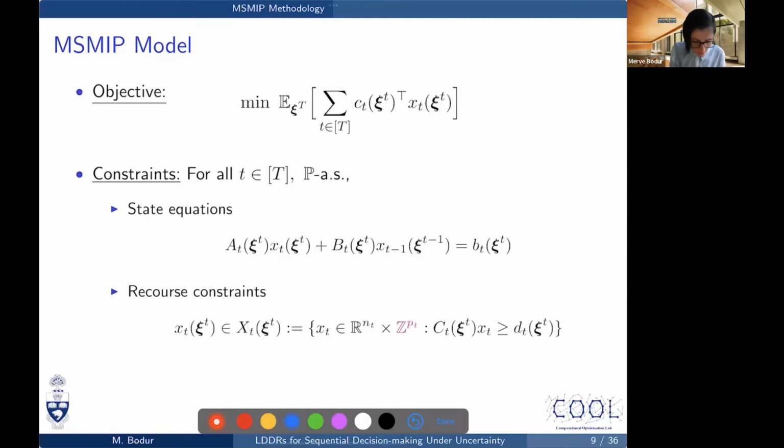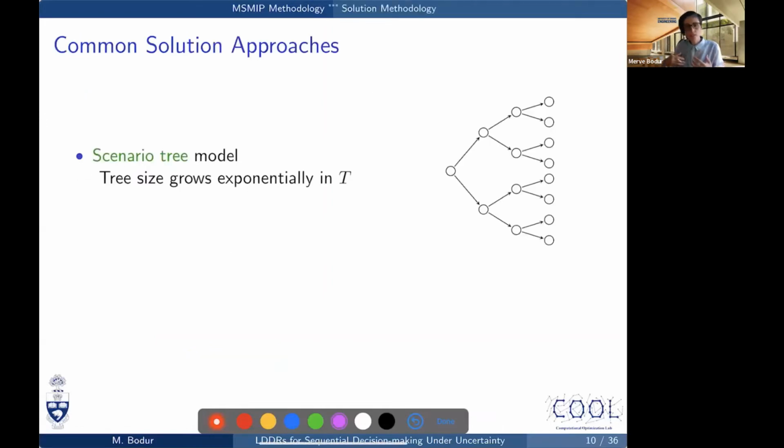On the other hand, the recourse constraints, they are only local, they are only stage dependent, they are only associated with t, they don't mix and match different stage information. And as I mentioned, we might very well have some integer variables. So we are talking about mixed integer setting here. So how can we solve such multi-stage stochastic mixed integer programming models?